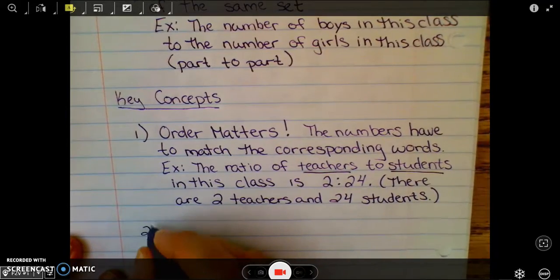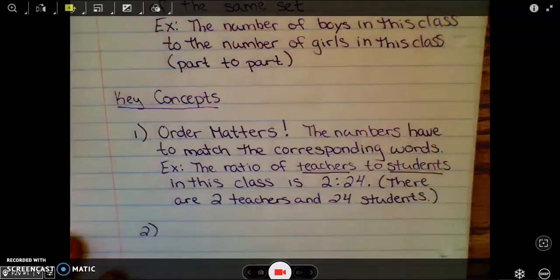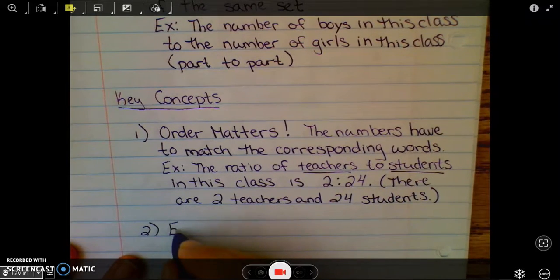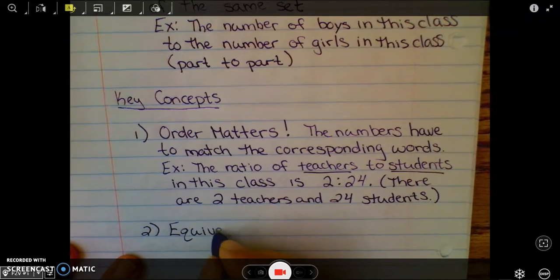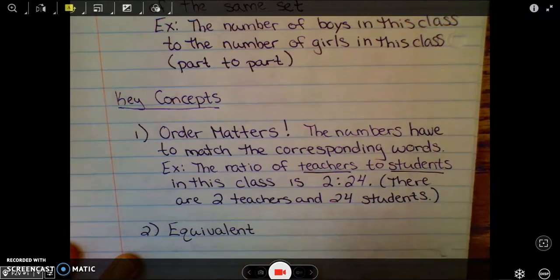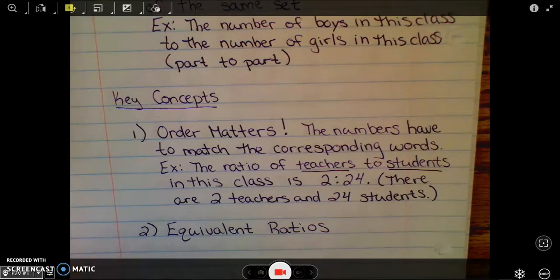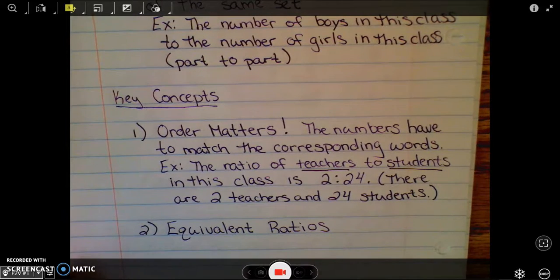The second thing that we're going to list that we're going to spend more time on tomorrow is equivalent ratios. So we will talk more about what that means later, but I want you to put it in your notes. Equivalent ratios. So today we're going to focus on the order. Tomorrow we will focus on equivalent ratios.